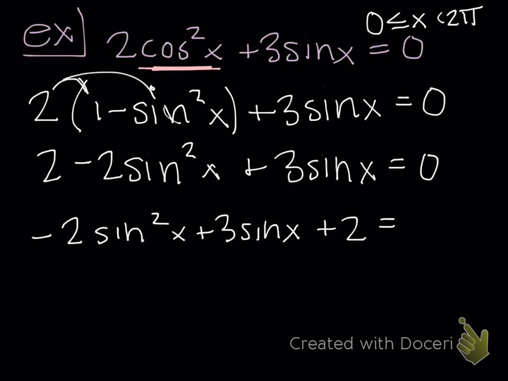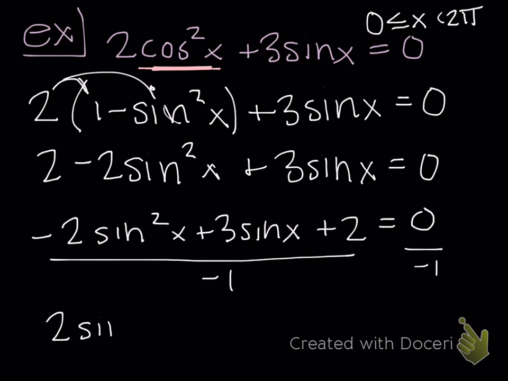plus 2. And typically we never deal with our a value being negative. So if I want to get rid of that a value of a negative 1, I can simply divide all of these terms by a negative 1 so that it works out a little bit better. So by doing this, it'll clean it up, and I'll have a positive 2 sine squared of x minus 3 sine of x minus 2. And 0 divided by negative 1 is still 0. So essentially, I just changed all my signs. So I'm going to switch to this next screen so I have more room to finish this problem.